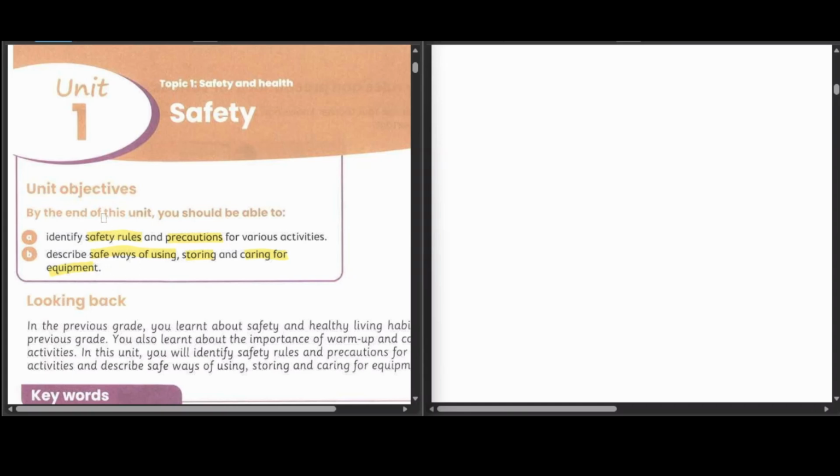Saka tichatarisa mitemo inochengetedza safety yedu, totarisa precautions kureva kuti zvatinofanirwa kuita kuitira kuti tisazviisa munjodzi, that is to harm or injure ourselves. Then secondly, tichatarisa safe ways of using, storing and caring for equipment which is going to be used in our physical education.